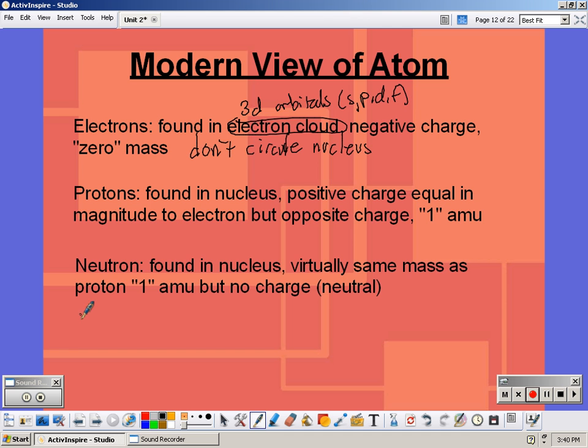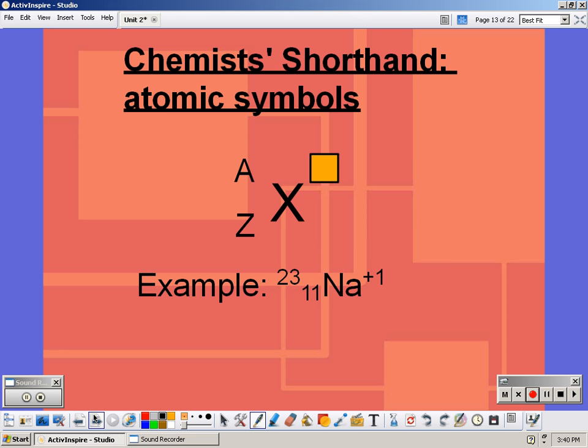So isotopes, we have this shorthand isotopic symbol, A over Z, X, and then a spot for the charge. So A represents mass number. Z represents the atomic number. Because Z is the atomic number, it's not always given to us. And then where this yellow box is would be your charge. Those are your 3 points on your isotopic symbols.